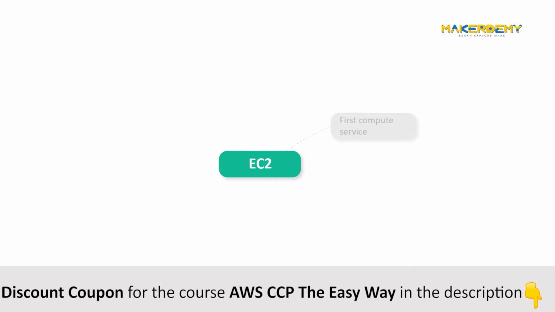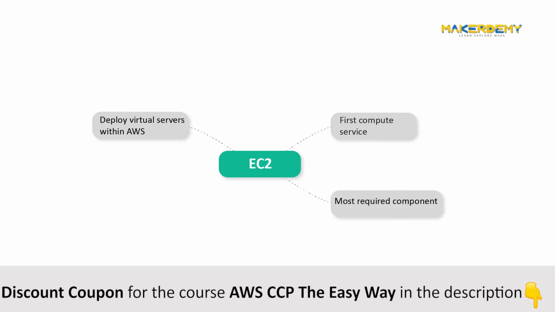EC2 is the first compute service that we are likely to encounter when working with AWS. It allows us to deploy virtual servers within our AWS environment, and most people will require an EC2 instance within their environment as a part of at least one of their solutions.